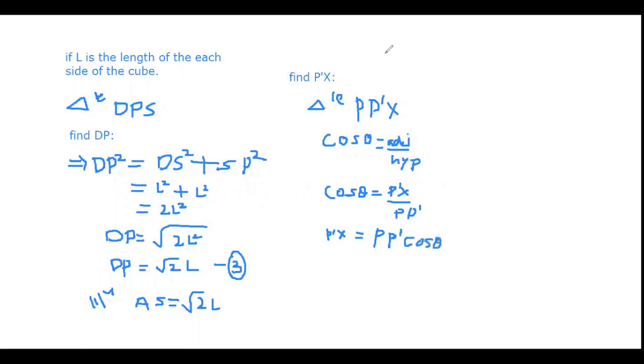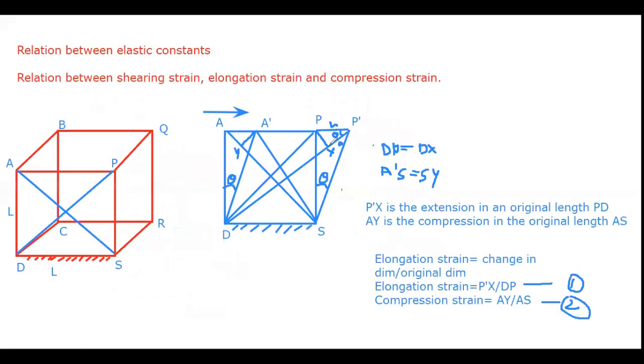The theta angle we have taken is at P dash. This is an isosceles right angle triangle, so the angle will be 45 degrees. I will show you in the diagram that this is the right angle triangle P dash X. P dash X is perpendicular, so it is 90 degrees. The other angle is 45 degrees and this is also 45 degrees.